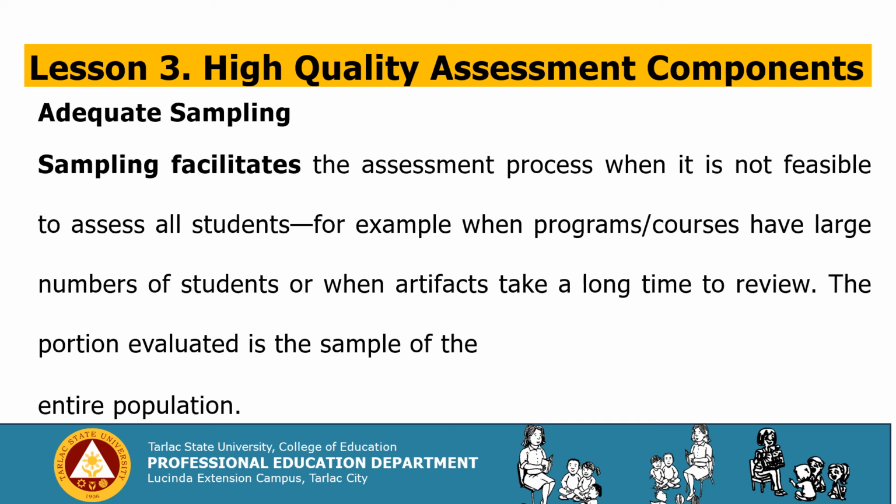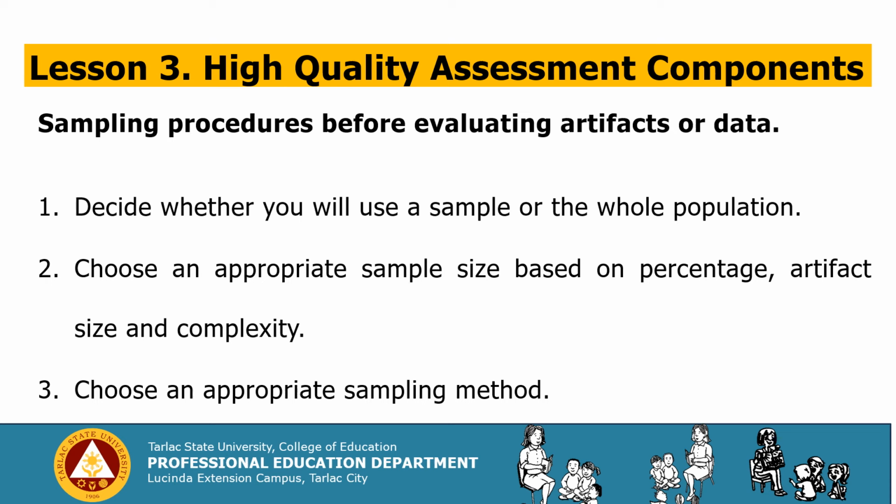Let us now proceed with the adequate sampling. Sampling facilitates the assessment process when it is not feasible to assess all students. For example, when programs or courses have a large number of students or when artifacts take a long time to review. The portion evaluated is the sample of the entire population. These are the sampling procedures before evaluating artifacts or data. Number one, decide whether you will use a sample or the whole population. Number two, choose an appropriate sample size based on percentage, artifact size, and complexity. Number three, choose an appropriate sampling method.